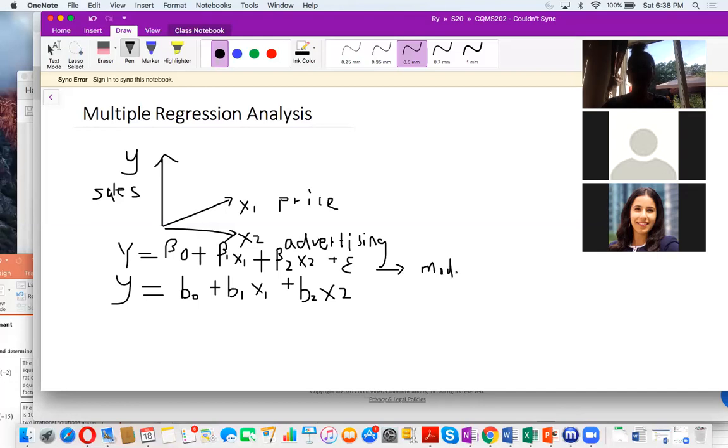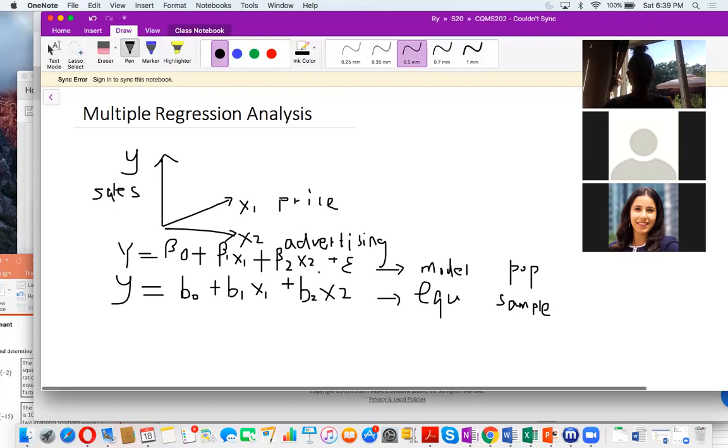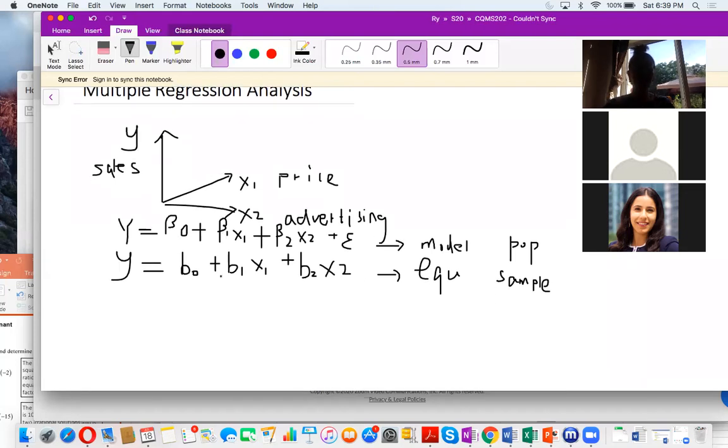Okay, so the first one refers to the model. The model is always targeting the population. The second one is the equation, and the equation is about sample data. When you do a hypothesis test, you are always targeting the population. So for the coefficients, you should use beta 0, beta 1, and beta 2. Okay, so now let's go back to this equation here.